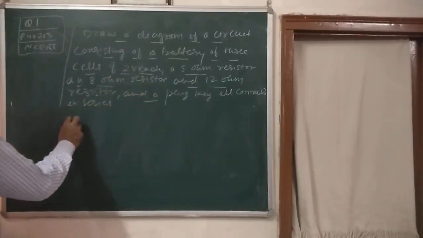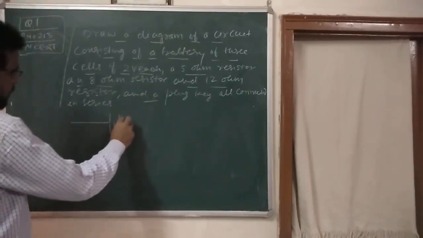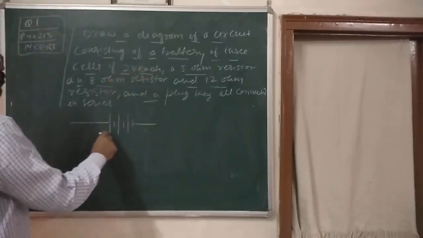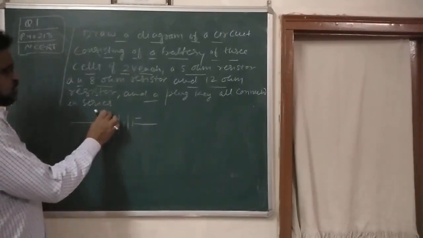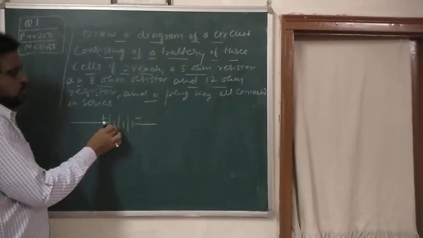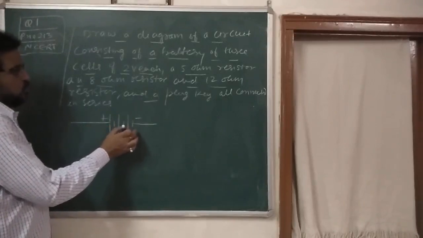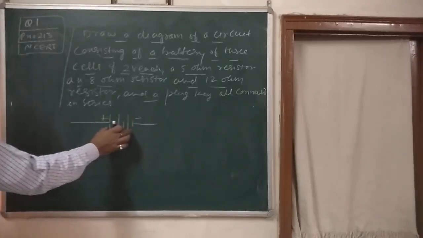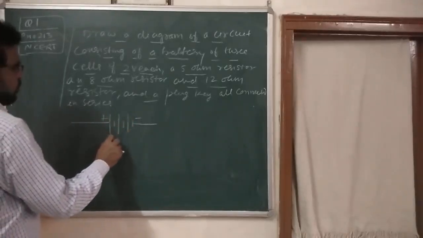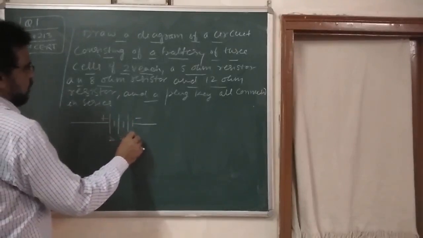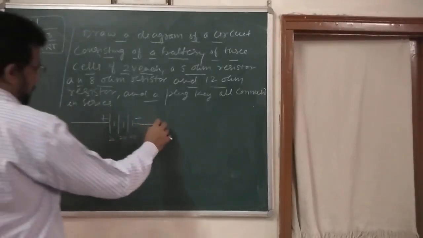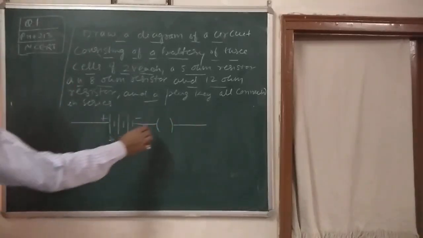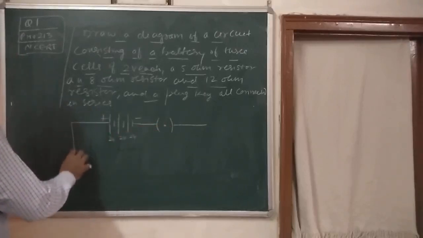So just you see, here it is the battery or cells of 3 cells of 2 volt each. Each cell, this is positive electrode, this is negative electrode. So this is 2 volt, this is 2 volt and this is 2 volt. So total battery of 6 volt, it is here. And a plug key, here is a plug key. A plug key, when dot is there, circuit is on.